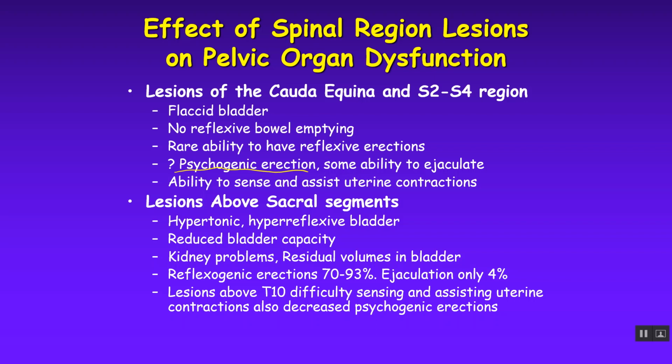Okay. However, they have difficulty with ejaculation. Only 4% are able to ejaculate with lesions above those sacral segments. If the lesion is above T10 for a female, they have difficulty sensing and assisting in uterine contractions. Okay, so if it's above T10, they will have difficulty, and they also have decreased psychogenic erections. If it's below T10, they actually still might be able to send that signal to that T11 to L1 segment to help stimulate the psychogenic erections.